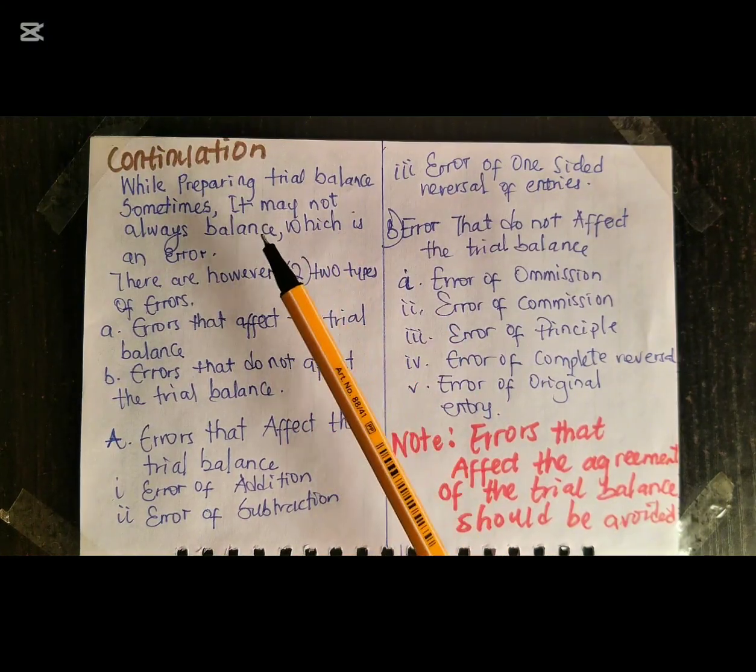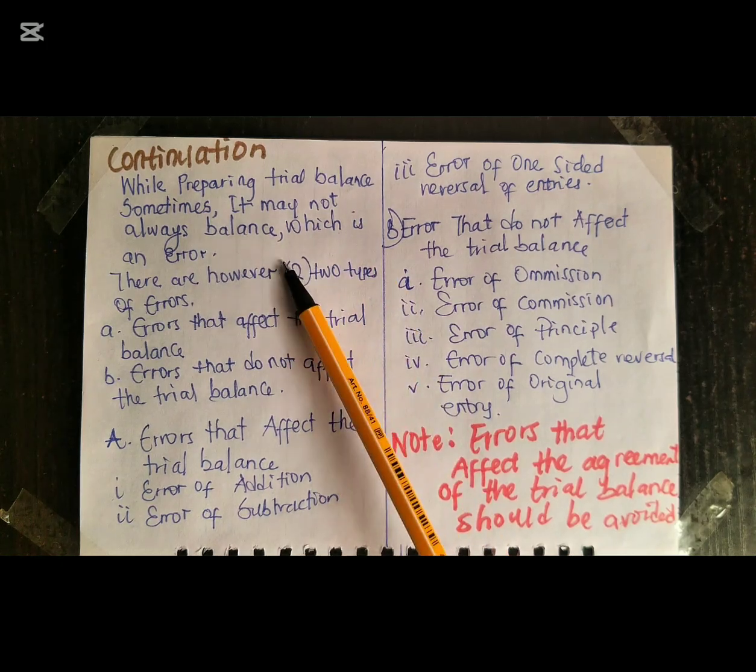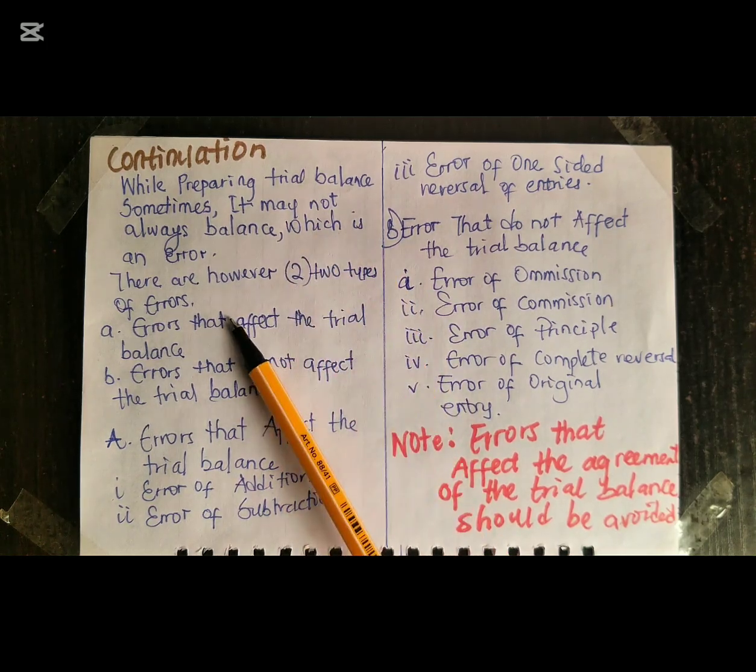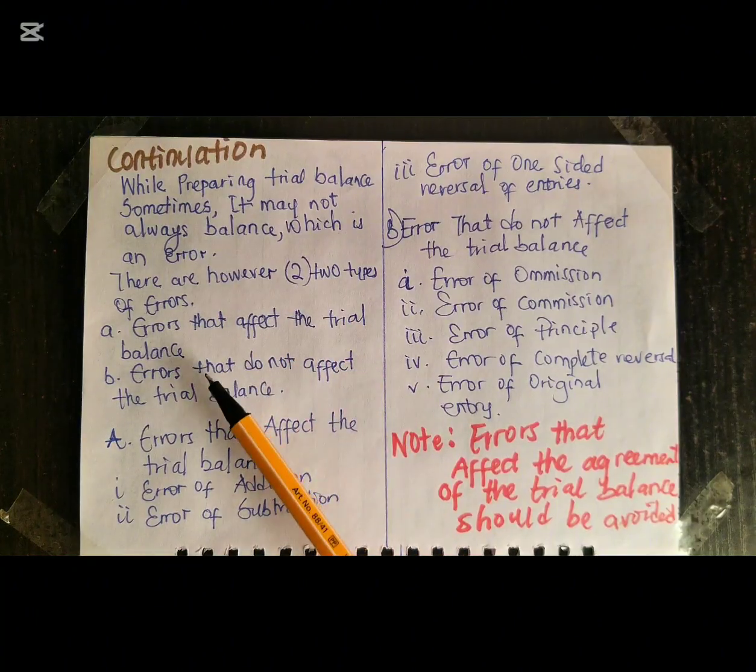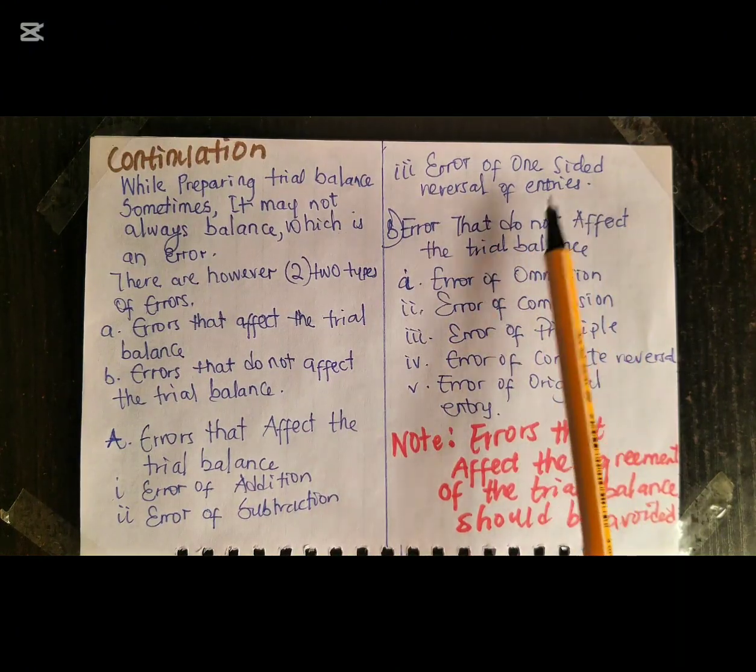While preparing a trial balance, sometimes it may not always balance, which is an error. There are two types of errors: errors that affect the trial balance, like I stated earlier, and errors that do not affect the trial balance. The errors that affect the trial balance are errors of addition, errors of subtraction, and error of one-side reversal of entries.